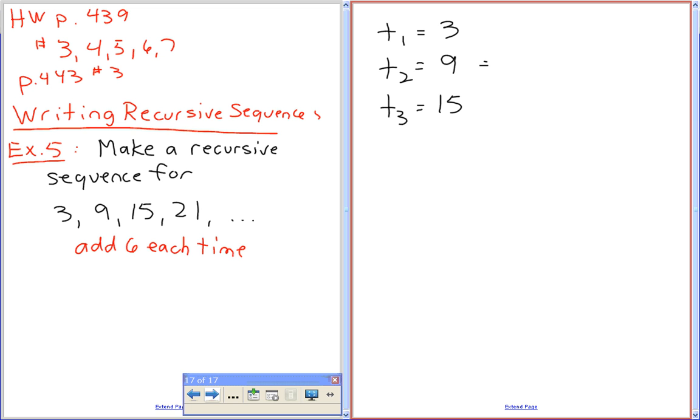That's where it's going. Yeah, right on. And that's what I'm going to say. This is the same as 3 plus 6, which is T1 plus 6. This is 9 plus 6, which is T2 plus 6. So the general term is going to be what? What's Tn going to equal?